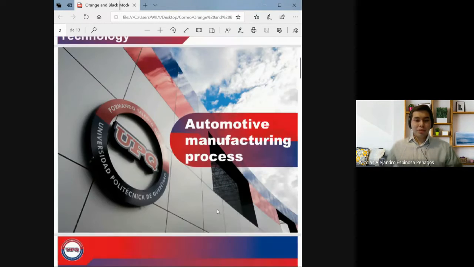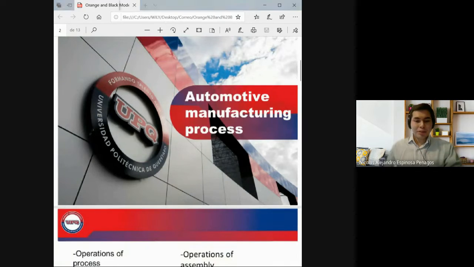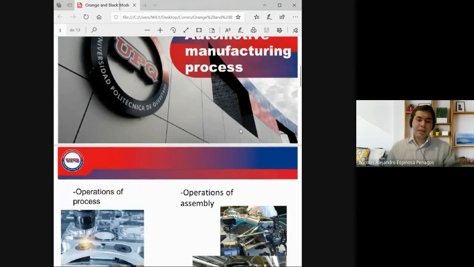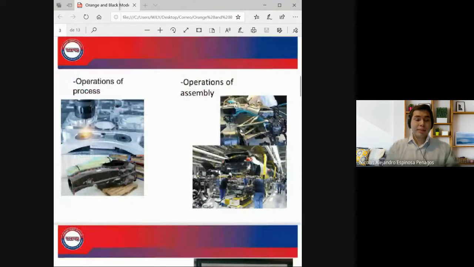Let me introduce the automotive manufacturing process. What's the automotive manufacturing process? Well, it's the phases and steps to create cars. In these operations, we have operations of process and operations of assembly. What's the difference between those? The first one, process, is when you are making some pieces, and assembly is the attaching of these pieces to create something bigger.